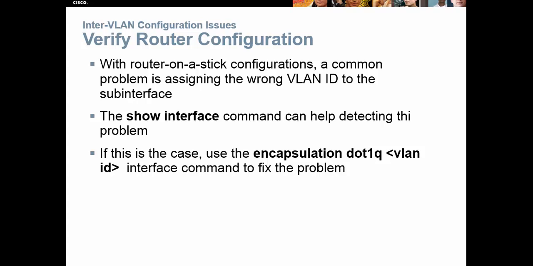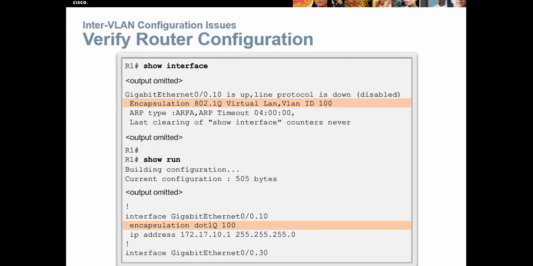We can verify our router configurations also with router on a stick configurations, and a common problem is assigning the wrong VLAN ID to the subinterface. So make sure that your subinterfaces match up correctly. The show interface command can help detecting this problem, and if this is the case, use the encapsulation dot1Q and then the VLAN ID number interface command to fix the problem so that it's assigned to the correct one.